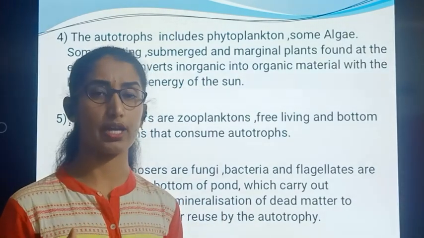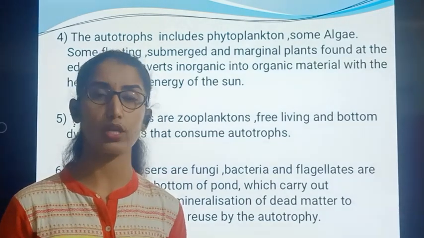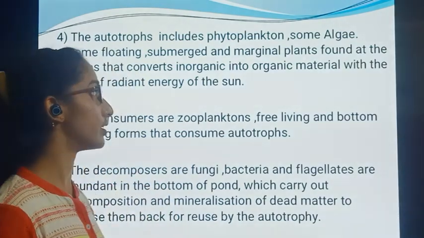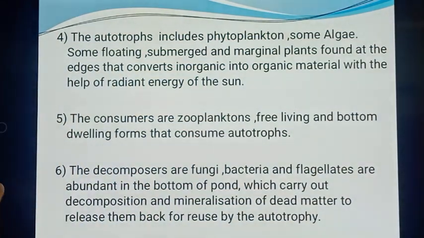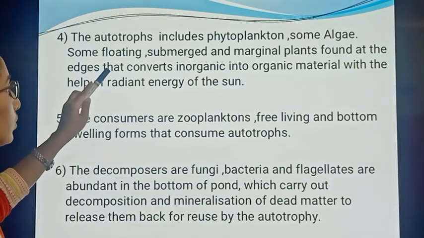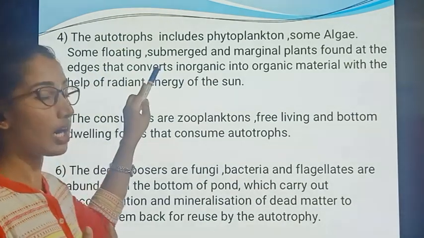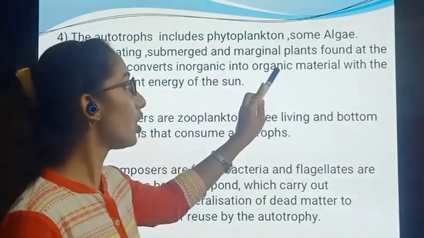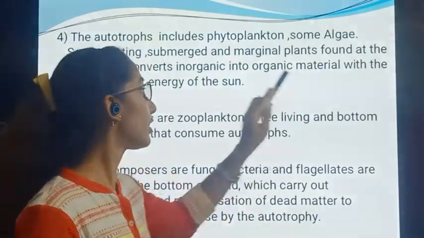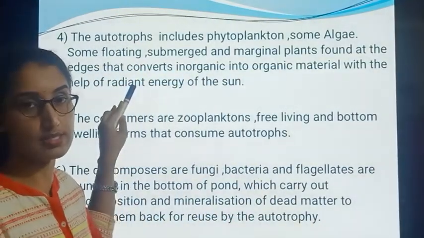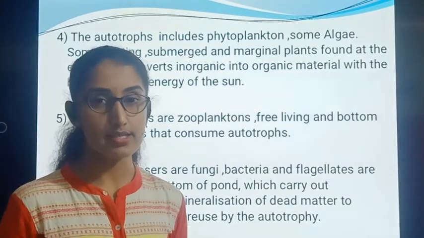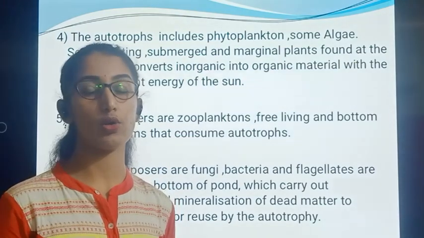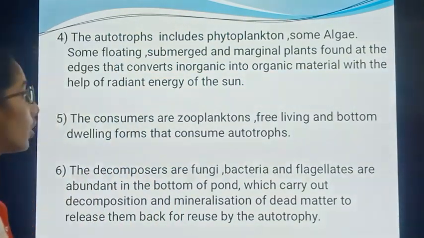All the plants, whether submerged, floating, or present in the margins of the pond ecosystem, are considered autotrophs or producers, and all are involved in conversion of inorganic substances into organic materials with the help of radiant energy of the sun. That means they receive sunlight, and with the help of sunlight they convert inorganic substances into organic material.